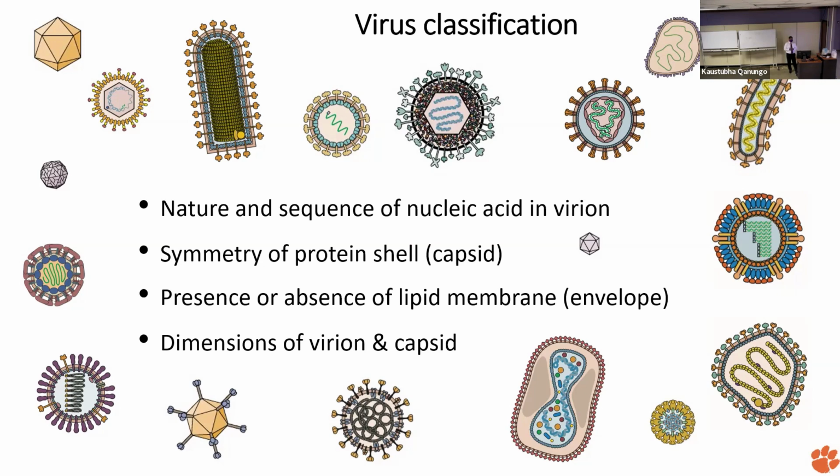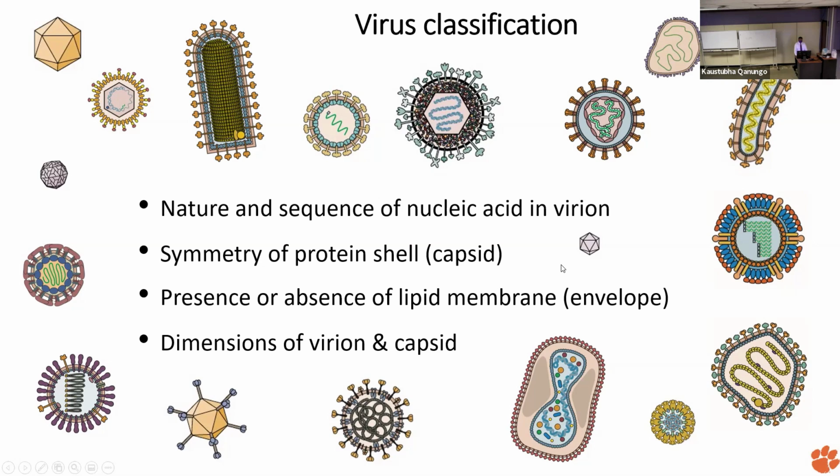We even see that. After that, in the classification process, we look at the symmetry of the protein shell, which is known as the capsid. And again, we are going to define these terms in the structure chapter. So what is the symmetry of the protein shell?